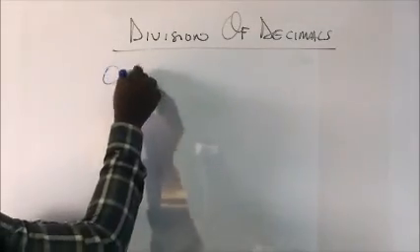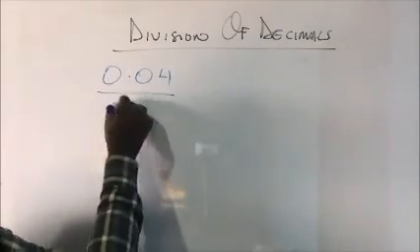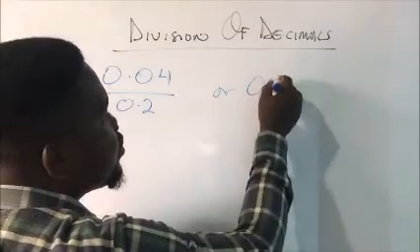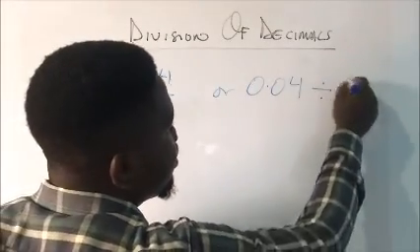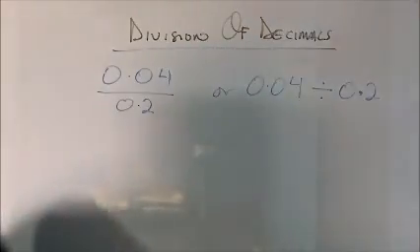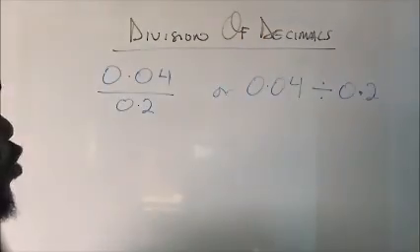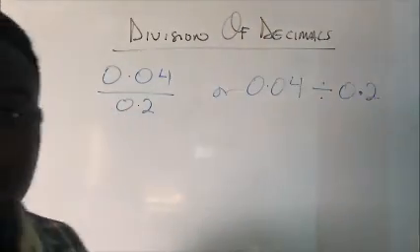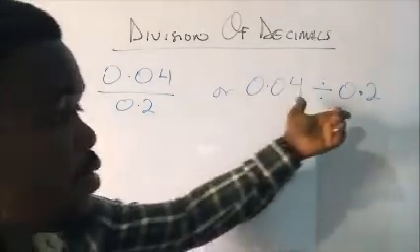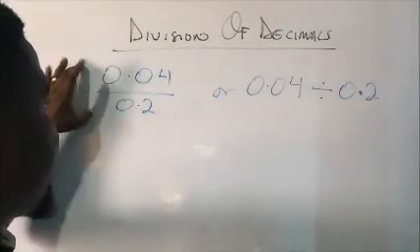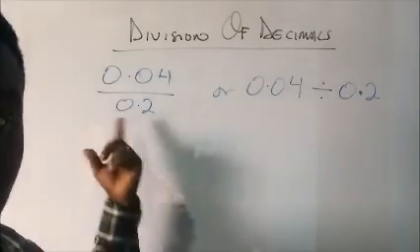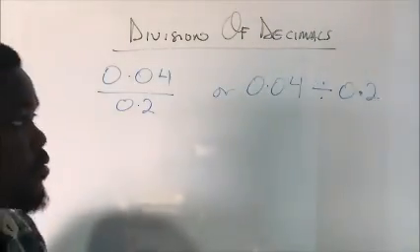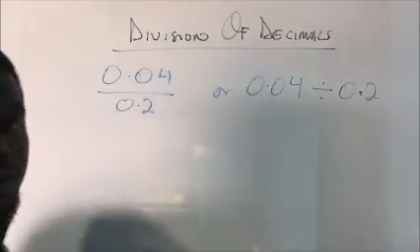Let's say you've been given 0.04 over 0.2. Remember, this could be written as 0.04 divided by 0.2. I'm presenting these two because students normally forget that when they give you this, it is the same as that. So when they give you this, it's easier to work it when it's this way. This over is the same as division.